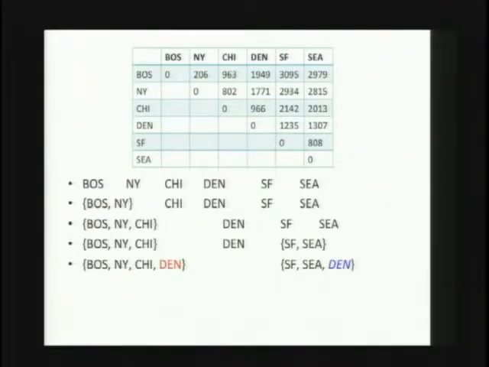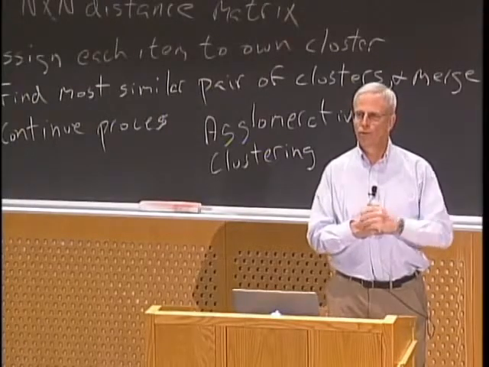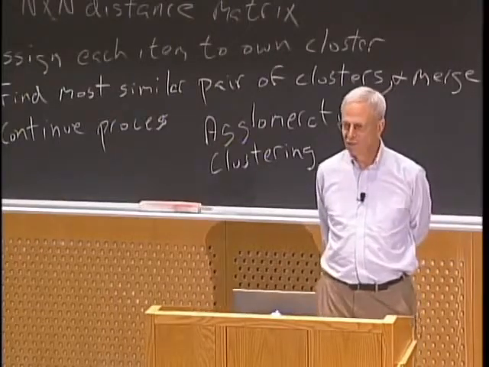What does the red represent and what does the blue represent? Which linkage criteria? We're saying we could either merge Denver with Boston, New York, and Chicago, or we could merge Denver with San Francisco and Seattle. Which is which? Which linkage criterion has put Denver in which cluster?